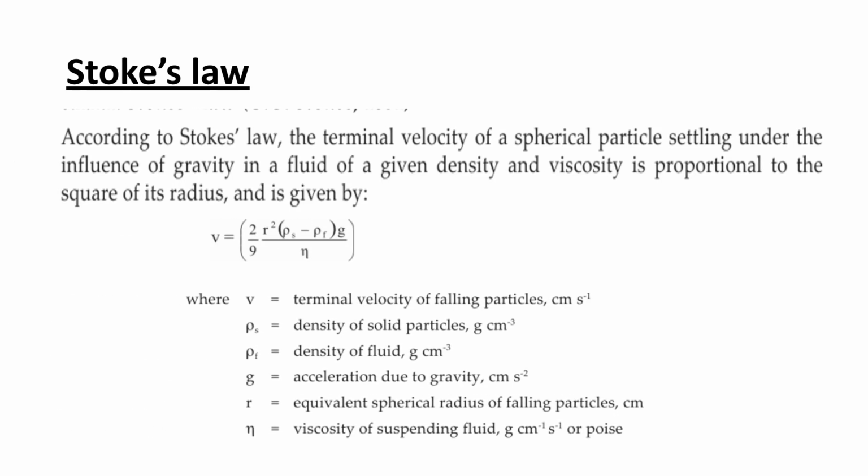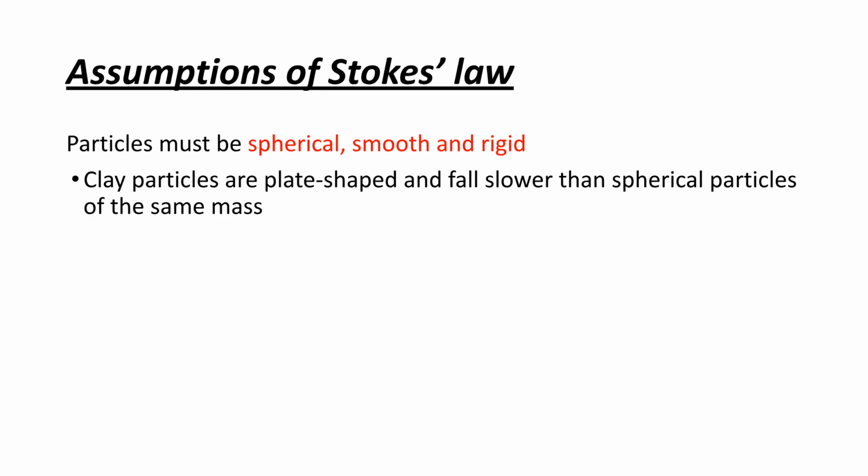Stokes' law describes how the terminal velocity of a spherical particle settling in a fluid is proportional to the square of its radius under the influence of gravity. One assumption of Stokes' law is that particles must be spherical, smooth, and rigid. However, clay particles are often plate-shaped and fall slower than predicted for a sphere of the same mass.